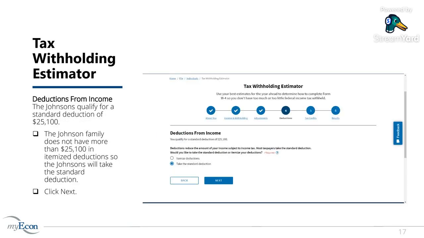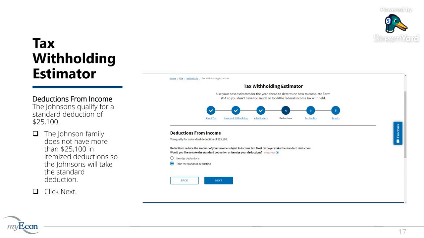Right? So your next page, deductions from income. Johnson's family, they qualify for a standard deduction of $25,100. It'll tell you your standard deduction as soon as you get through with it, right? And what happens here, it just says the Johnson family does not have more than $25,000 in itemized deductions, so the Johnsons will take the standard deduction, right?